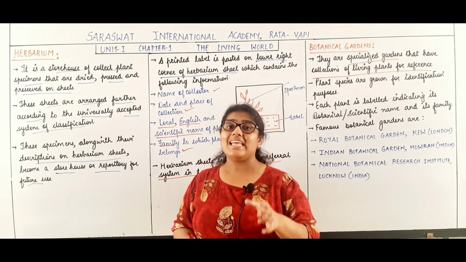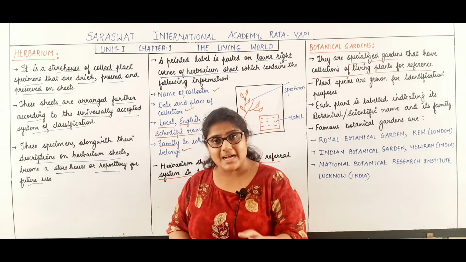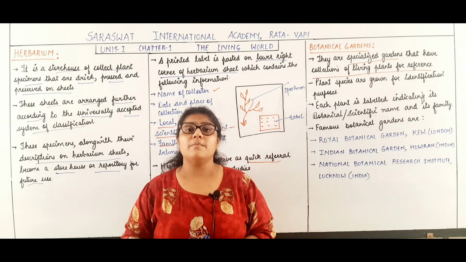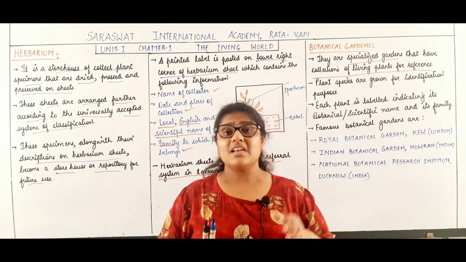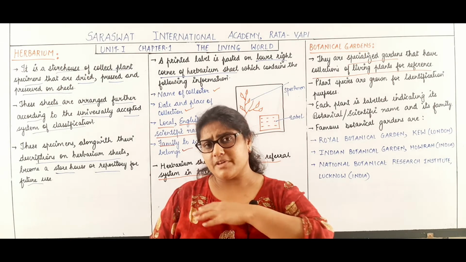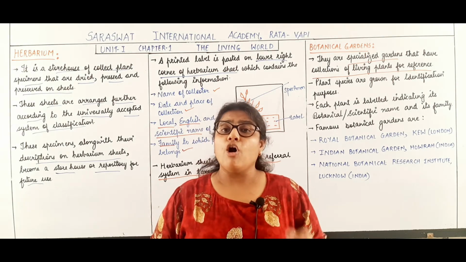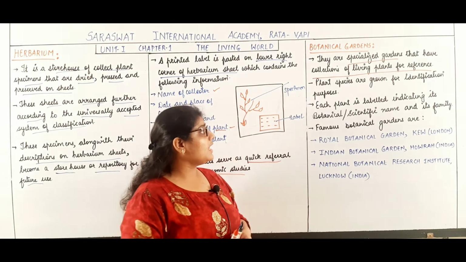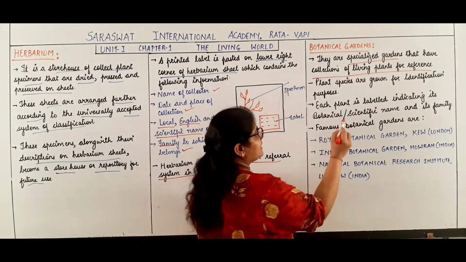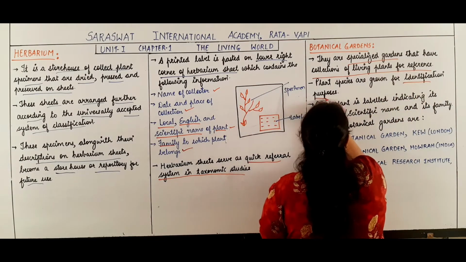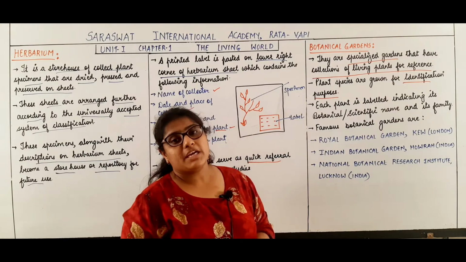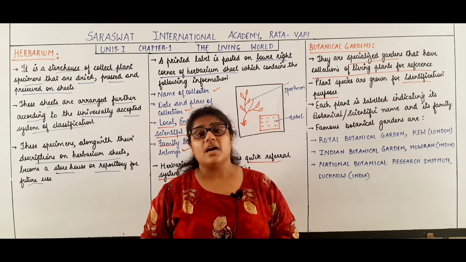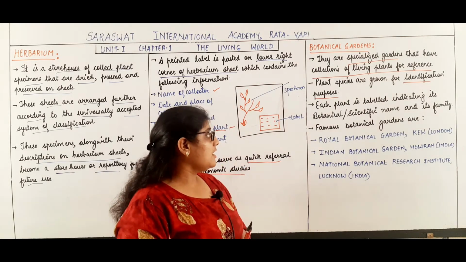Now, whatever adequate requirements the plants have, whatever necessary conditions are there, all those will be provided in the botanical garden. Here basically the plant species are grown for identification purposes. Mainly the plants in the botanical garden are grown for identification purposes.